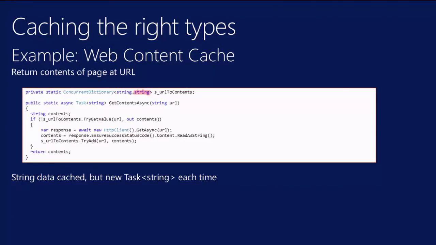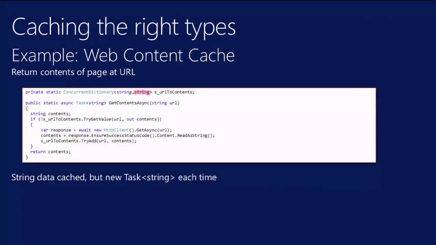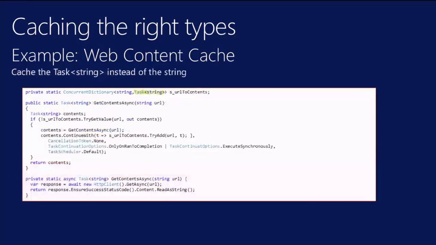And so I write this code. It says, hey, if we have a cache miss, go fetch it. Otherwise, return it from the dictionary, and that's fine. But you notice the one thing here, this is an async method. So every time this method returns, I'm going to have to make a new Task of string. Even though I cached the strings, I cached the actual logical return value from my method, I still have to make a new Task of string every time. And so I'm suffering that allocation each time. So the trick here, if you're writing a library that's going to do this kind of caching, is to cache the Task of string.